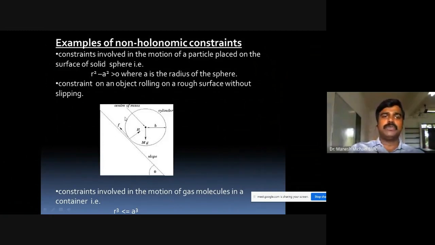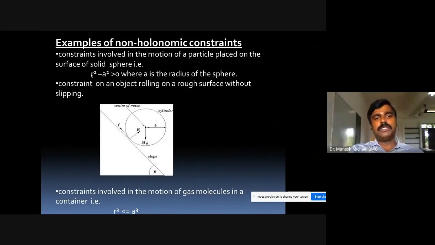That condition is represented by an inequality, which is r square minus a square greater than or equal to 0, where a is the radius of the sphere. That means the particle which is moving on the surface of a sphere can exist only on the surface. So that is the concept behind this inequality.